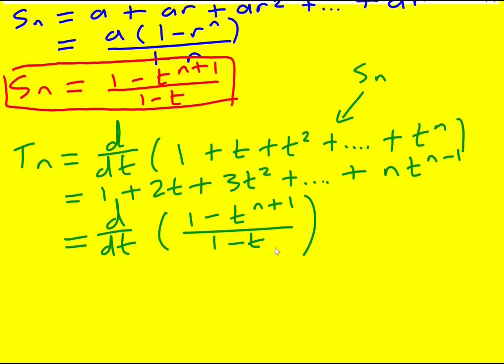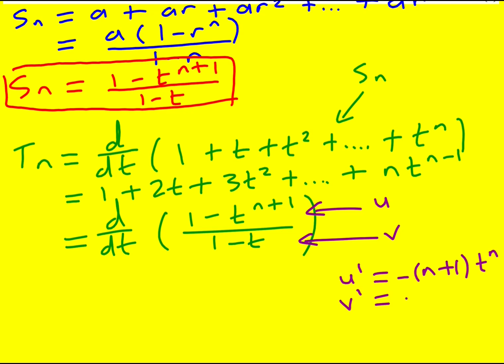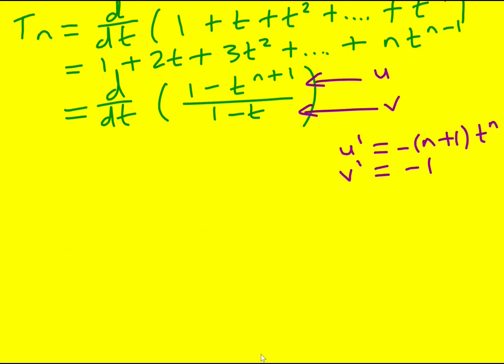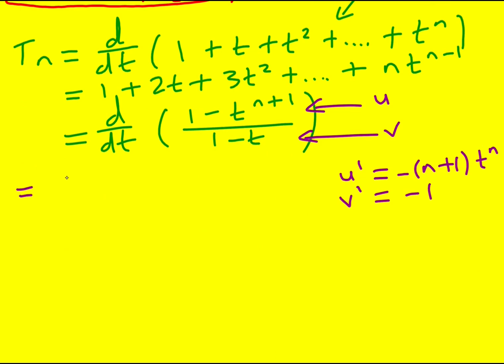And we can do that using the quotient rule. We have a function divided by another function. So let me call the top u and the bottom v. I'm assuming you're familiar with the quotient rule here. u dash is going to be minus n plus 1 t to the n. And v dash is then simply going to be minus 1. So the quotient rule is u dash v minus u v dash all over v squared. I'm going to quote that without proof.